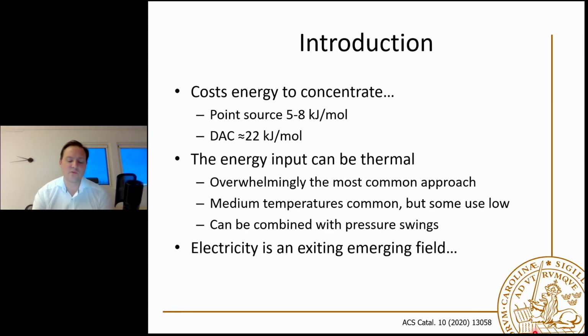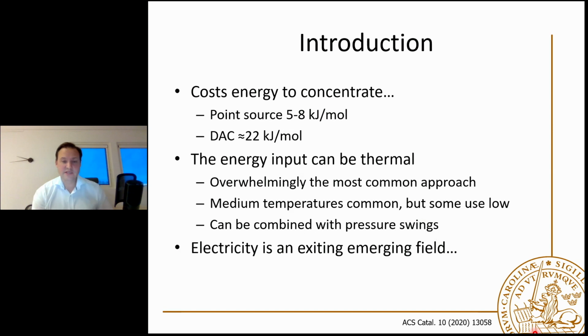Medium temperatures, that's the most common feature, somewhere between 120 and 140 degrees C. So it's not high quality steam, but it's still rather high heat flux that is needed. There are some processes, especially the ones that use precipitating systems, that can use lower energy, lower quality energy.